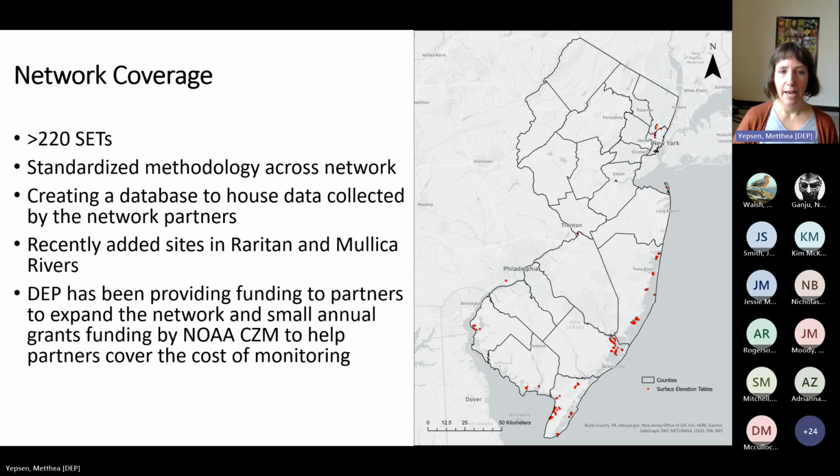We've created a database to house the collected data. We recently added sites in the Raritan and in the Mullica Rivers, and DEP has provided some funding to partners to expand the network and just finished our first year of small annual grants funded by the NOAA Coastal Zone Management Program to help partners cover the cost of monitoring.